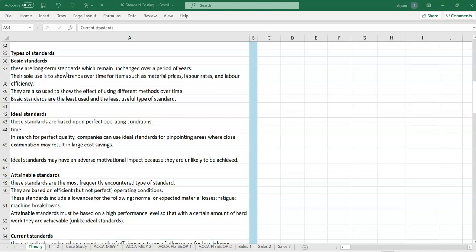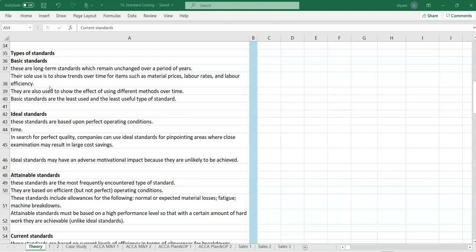So these are long-term standards which remain unchanged over a period of years. Is it a good standard? See, the answer is no. Basic standards are not good standards because these are standards which were established a long period of time back. So the material price could have changed, labor price could have changed, efficiency could have changed. Okay, we would have bought new machinery like that. Their sole use is to show trends over time for items such as material price, labor, and labor efficiency. So you can use this to find out how the cost is moving. Okay, that you can have.